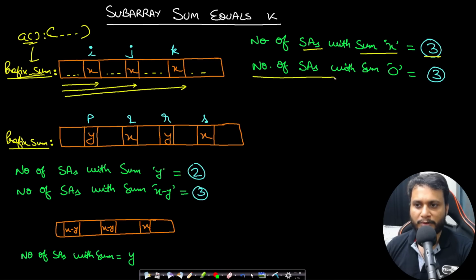If I ask you about the number of subarrays with sum equals to 0, then you will answer that this is one subarray, this is another subarray, and this is the third subarray. So there are 3 subarrays. And how were we able to find it out?